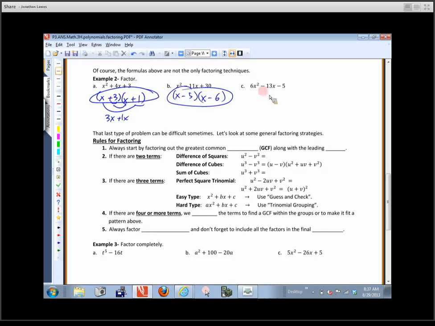Okay. What's different about this one? There's a coefficient other than 1. That makes figuring out what numbers are going to go here a little bit more difficult. It could be 6x and x. It could be 2x and 3x. Or we could switch these around depending on what numbers we put here and here.